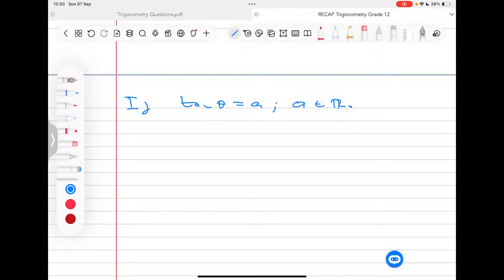But now, if you then have a situation like this, then our general solution would be that theta will be defined as tan inverse of A plus k 180 degrees.